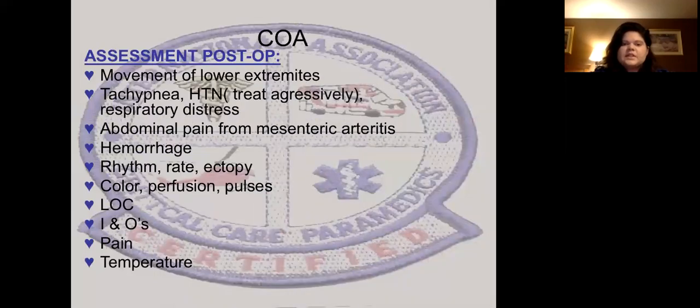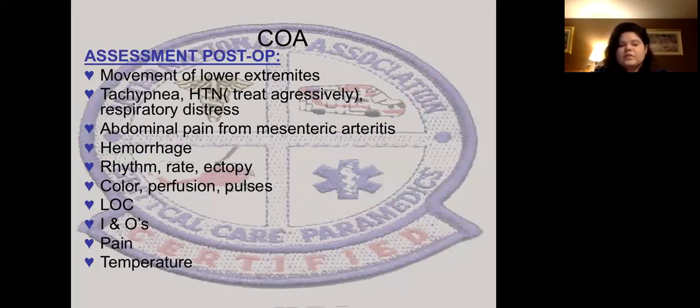So the assessment for your post-op patient, because that's typically when we're going to see these patients. Watch for movement of lower and upper extremities. It says lower here, but both. Monitor for hypertension or respiratory distress. They could potentially show signs of abdominal pain.